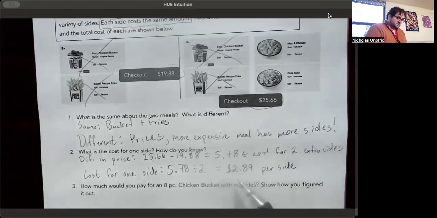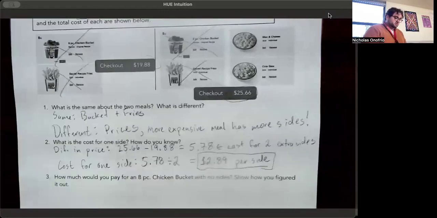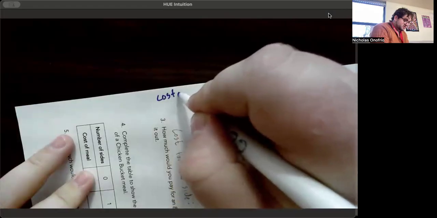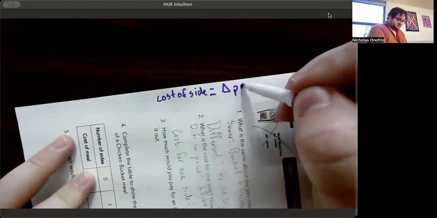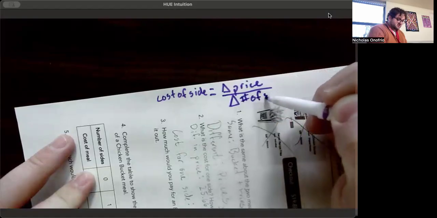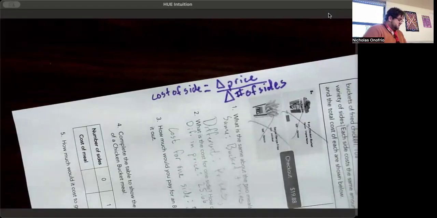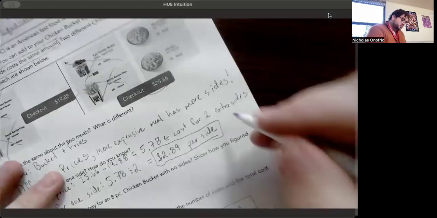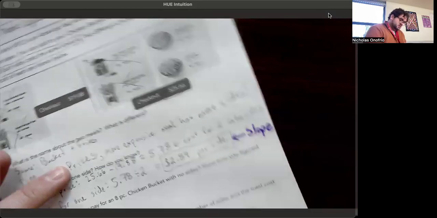This $2.89 per side, the way we just calculated this, I'm going to write a little equation off to the side here, maybe in a different color. This is our cost of a side equals our change in price divided by our change in number of sides. I don't know about you, but this looks pretty familiar to the way we calculated slope. This $2.89 is the equivalent of a slope.